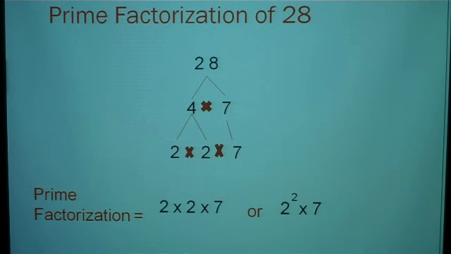Now we're going to stop this segment and move on to the second part, which is greatest common factor and least common multiple.